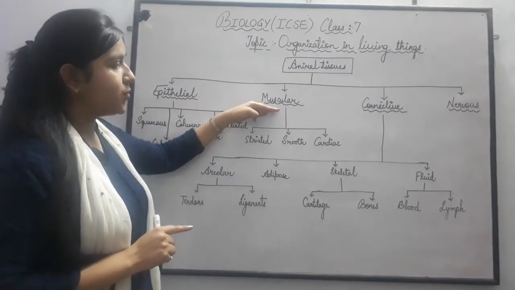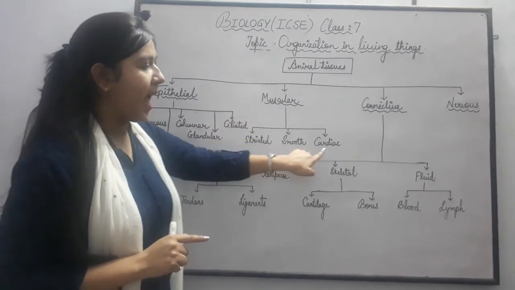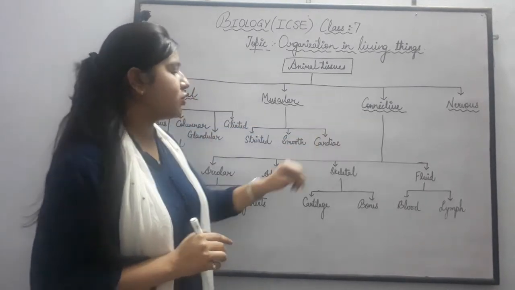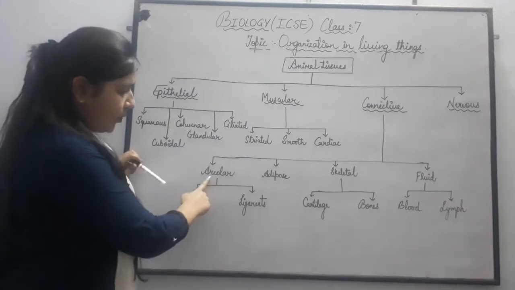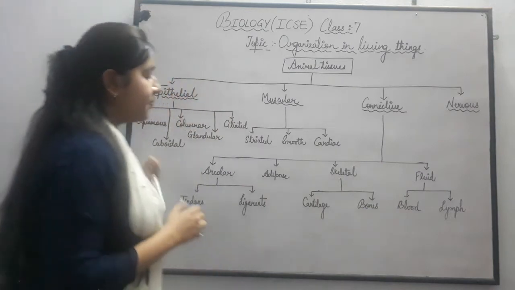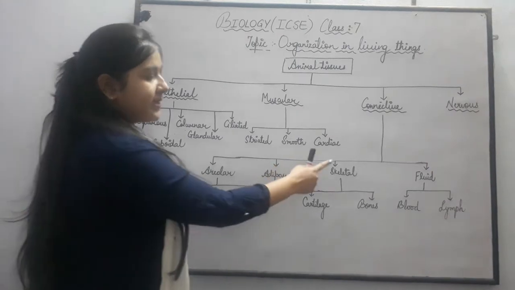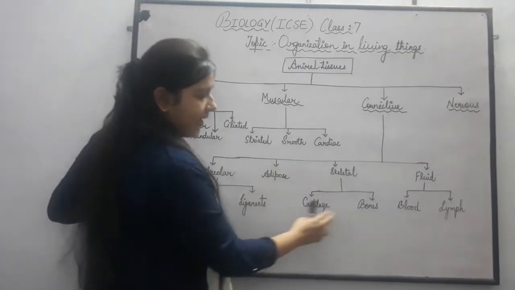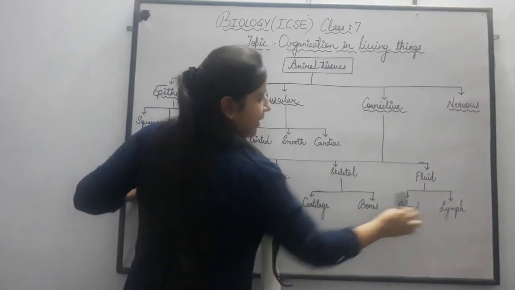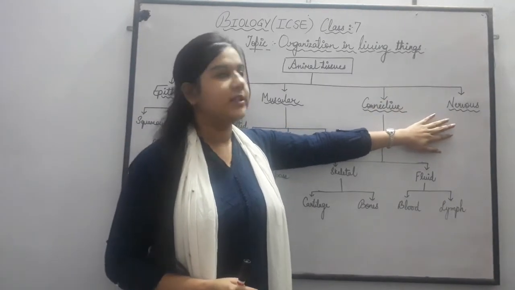In the same way, muscular tissues are divided into three parts: striated, smooth and cardiac. The third one is connective animal tissues. Connective animal tissues are of four types: areolar tissues, adipose tissues, skeletal tissues and fluid tissues. Areolar tissues are generally of two types, tendons and ligaments. Skeletal tissues are also of two types, cartilage and bones. And fluid connective tissues are also of two types, blood and lymph. And the fourth one is nervous tissue, and these tissues are not further divided.